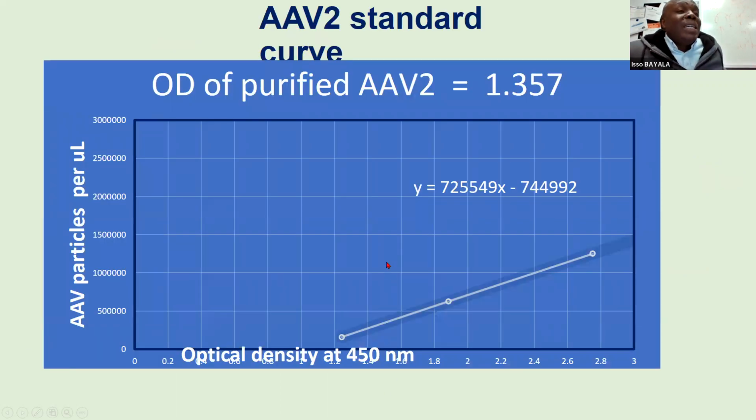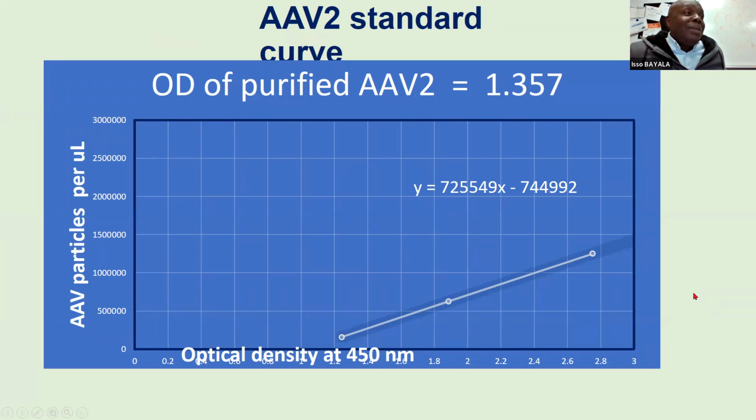So we have the calibration curve. Since we know the optical density of our sample, we can use that with the equation to calculate the number of particles present in the sample that was purified. So that's how we did the ELISA test.